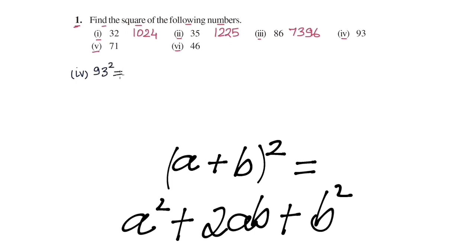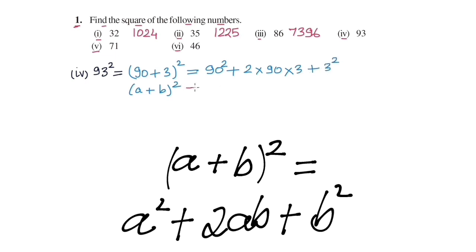In question number 4, we are going to find the square of 93. So 93 can be written as 90 plus 3, right? We are going to find the whole square of this. Here a is 90 and b is 3. So we are going to apply this formula. First is a square, it means 90 square, plus 2ab, 2 into 90 into 3, plus b square, it means 3 square.